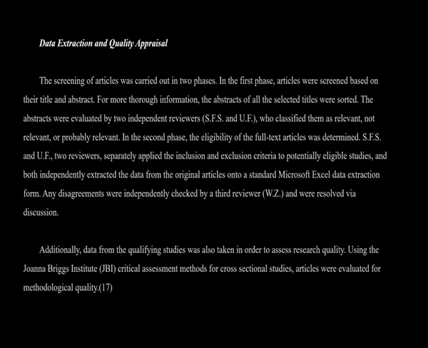In the second phase, the eligibility of the full text articles was determined by other authors, who separately applied the inclusion and exclusion criteria to potentially eligible studies, and both independently extracted the data from the original studies onto a standard Microsoft Excel data extraction form. Any disagreements were checked by the third author and were resolved via discussion. Additionally, data from the qualifying studies was taken in order to assess the research quality using the Joanna Briggs Institute critical assessment methods for the cross-sectional studies, and articles were evaluated for methodological quality.